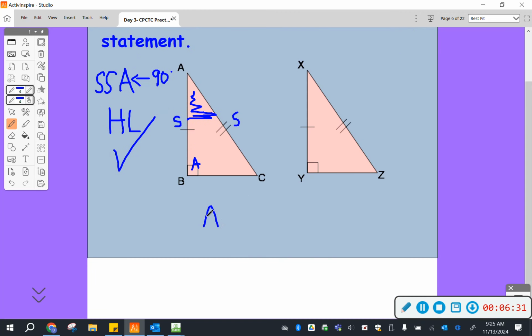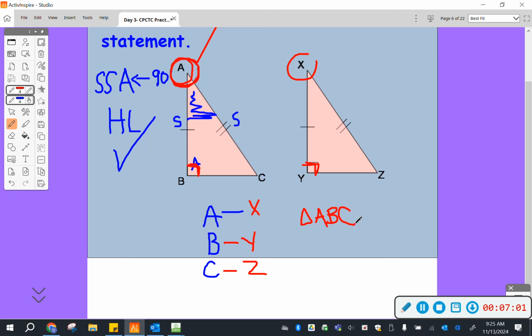Do y'all agree this triangle has an A, a B, and a C? I'm going to do different colors. What goes with A right here? Do y'all agree X goes with A? What goes with B? What has the 90 degree? Y. And then last but not least, what goes with C? So then you would say, triangle ABC is congruent to triangle XYZ.